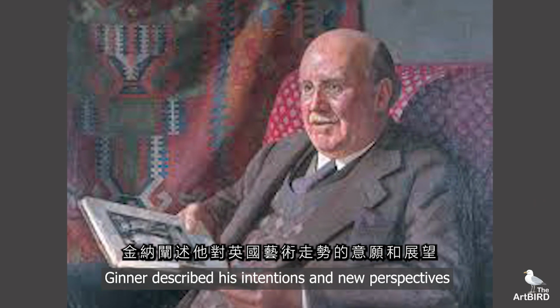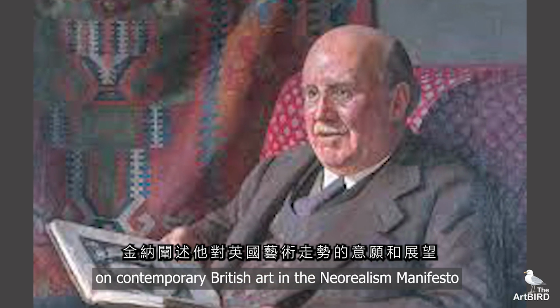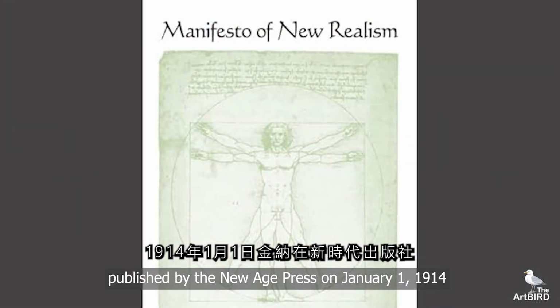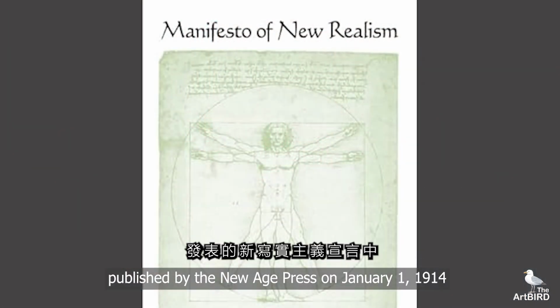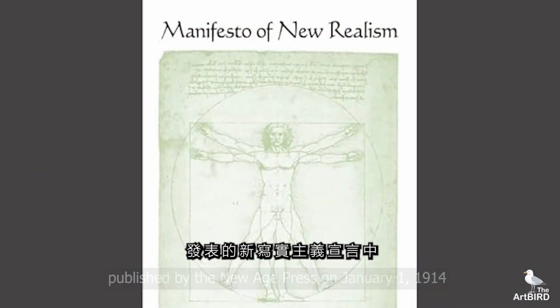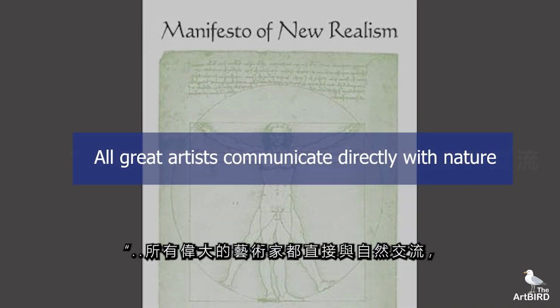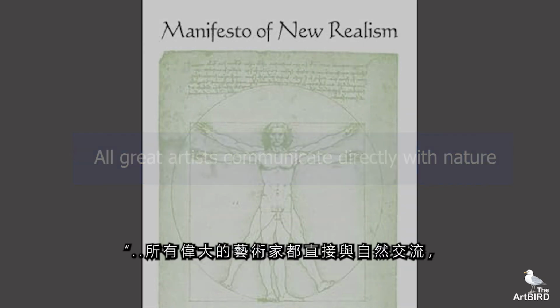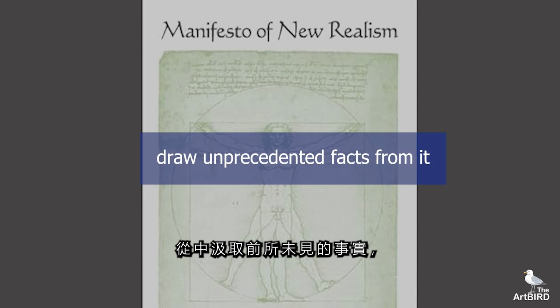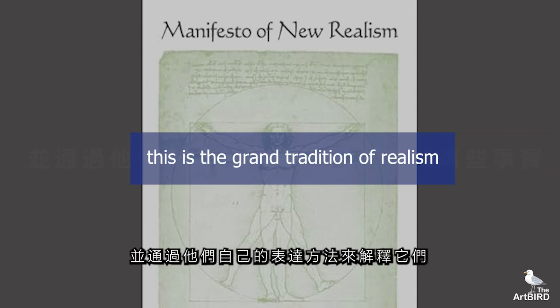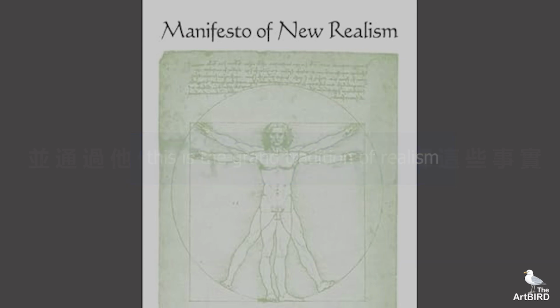Ginner described his intentions and new perspectives on contemporary British art in the Neorealism Manifesto published by the New Age Press on January 1, 1914. As the manifesto stated, all great artists communicate directly with nature, draw unprecedented facts from it, and interpret them through their own methods of expression. This is the grand tradition of realism.